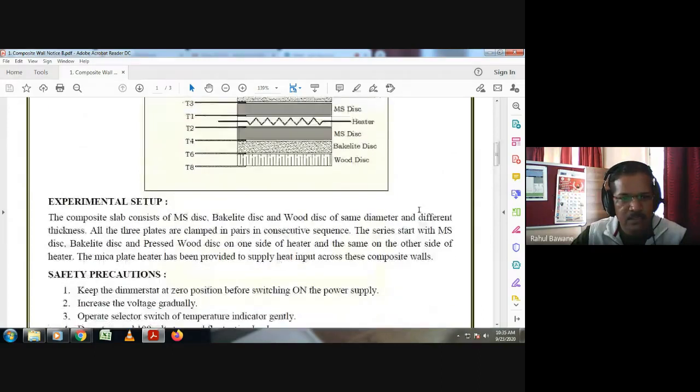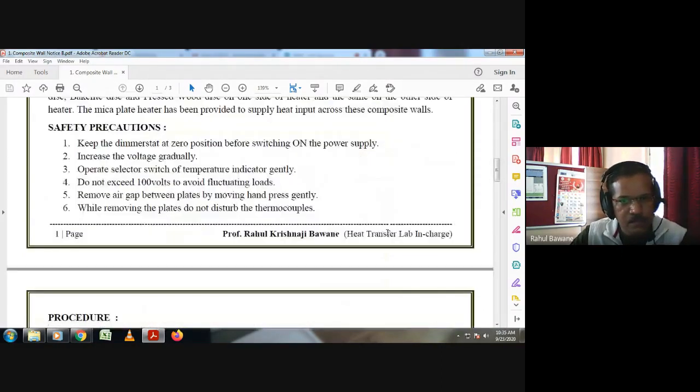Now let us see what the safety precautions are. Majorly, the safety precaution is that we should not exceed 100 volts, to avoid any fluctuating loads or burning out of windings or thermocouples. So we should not set our voltage for the experiment to more than 100 volts.